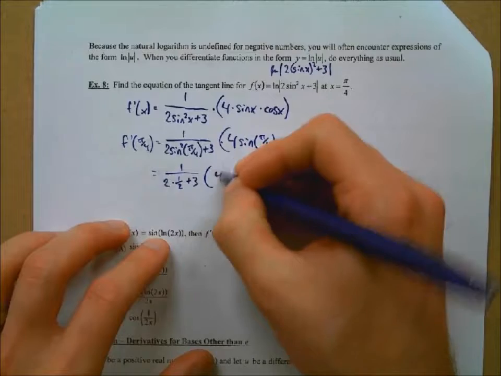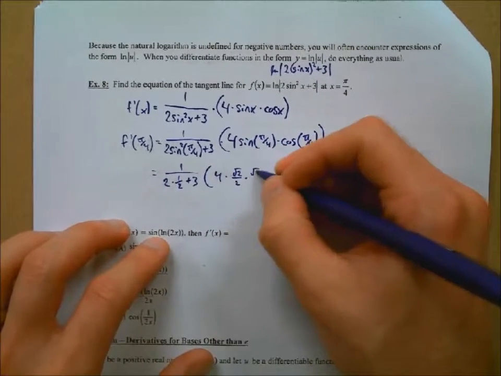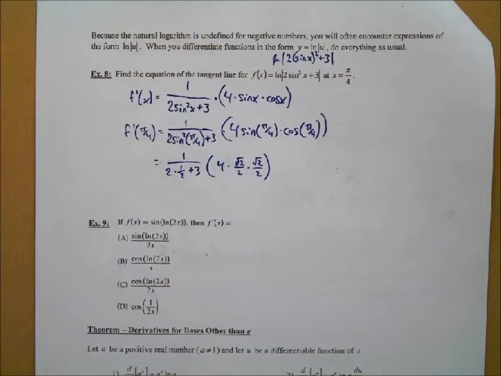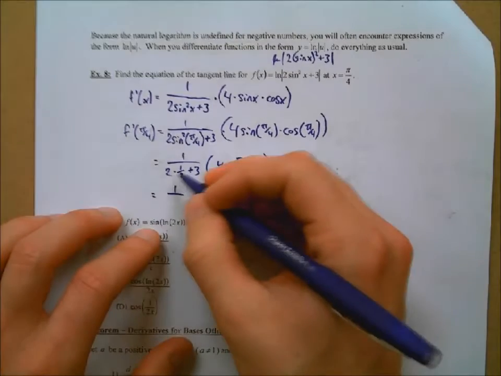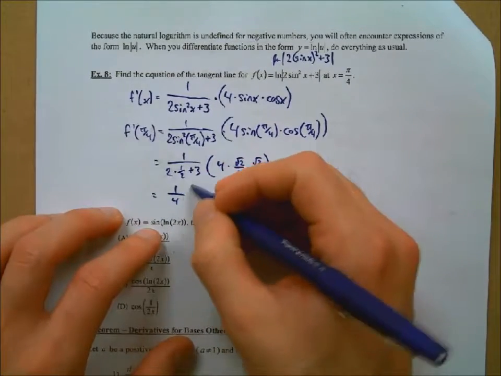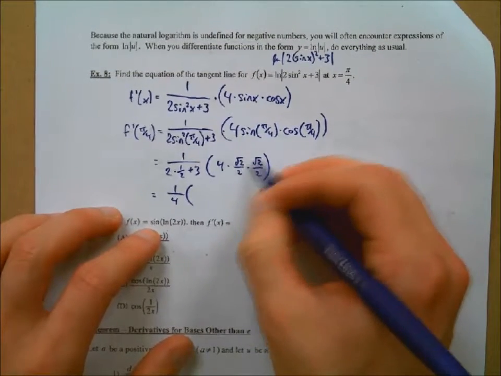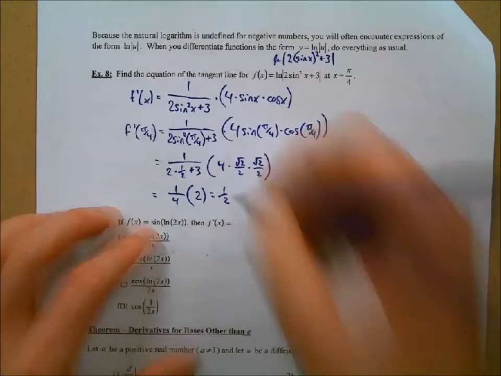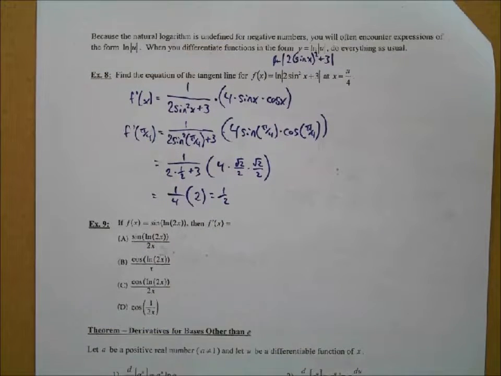Okay. Sine of pi over 4 is going to be root 2 over 2. Cosine of pi over 4 is also root 2 over 2. And so we get, let's see, 2 times 1/2 is 1, plus 3 is 4, so it's 1/4. And then root 2 over 2 times root 2 over 2 is 2 over 4, which is 1/2, so 4 times 1/2 is 2. So 1/2 is our slope. Okay, so we've got our slope for our tangent line.